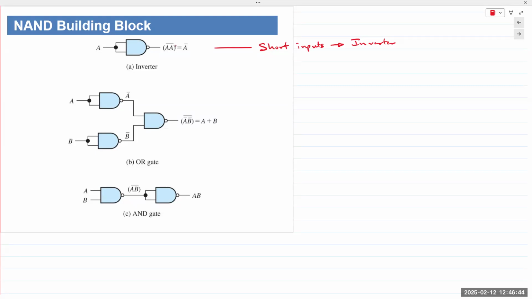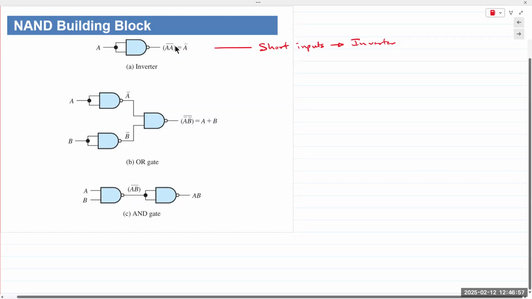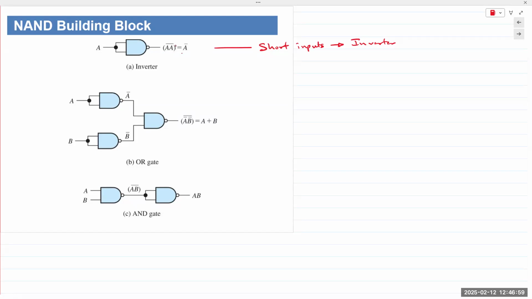If you short the 2 inputs of a NAND gate, the output is inverted. And here's how. It becomes A and A because both inputs are the same, shorted together, and the output is inverted. So A and A is basically A. And so the output is A naught, an inverter. Same thing with the NOR gate. Actually, it's right next there. You just short the inputs together, the output is inverted.